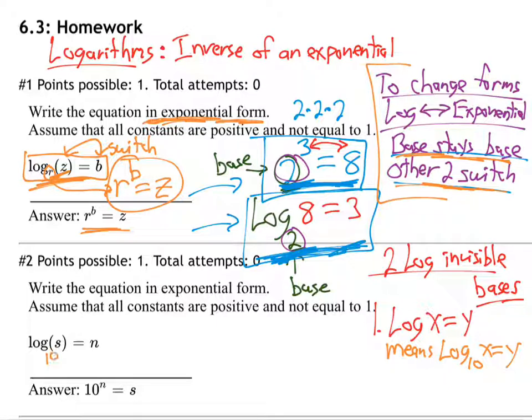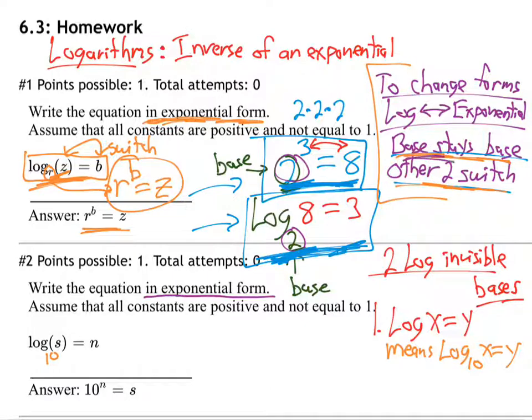So right here I've got to fill in that 10. Why did I fill in the 10? It's invisibly there. So if the word log is written and there's no base showing, it's an invisible 10. It's called the common log. Anyway, now I'm going to change forms. They want me to write it in exponential form. How do you do it?